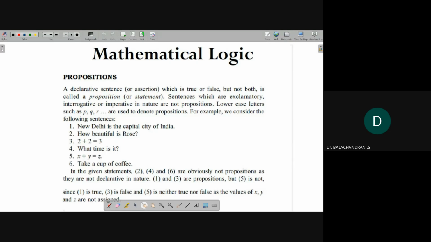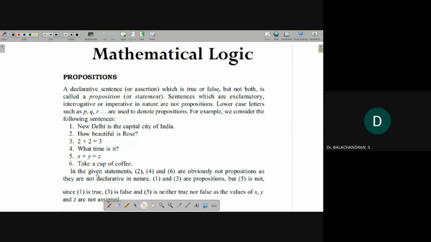x plus y equals z. It is sometimes true, sometimes false, depending upon the values of x, y, z. Suppose x is 1, y is 2, z is 3, then it is true. If x is 2, y is 3, and z is 10, then it is false. So it is not a proposition, because sometimes it is true and sometimes it is false. Take a cup of coffee is an imperative sentence, so it is also not a proposition.